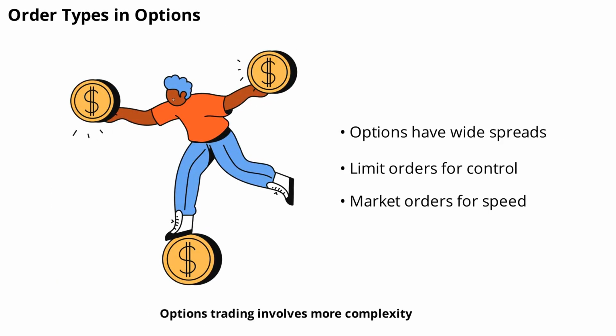Options trading involves more complexity, but market and limit orders are still the basics. Because options can have wider price spreads, limit orders are often preferred to control the price. Market orders may result in less favorable prices, especially in less liquid options.